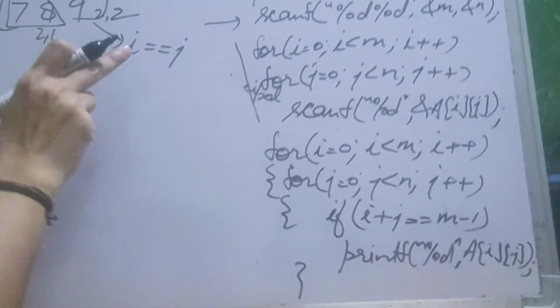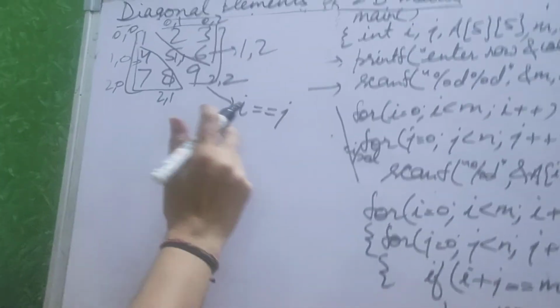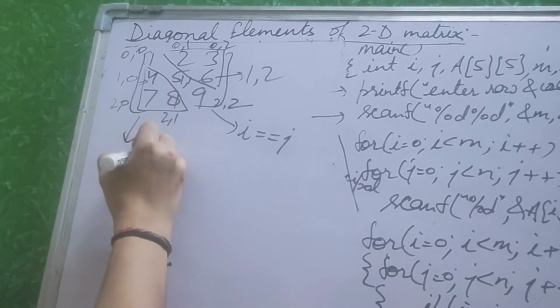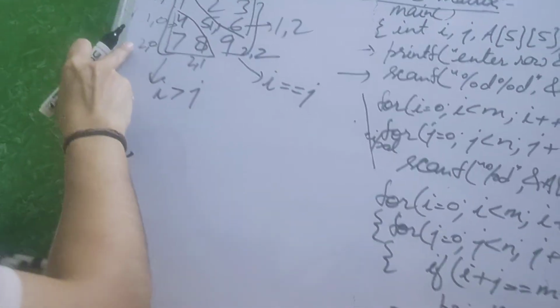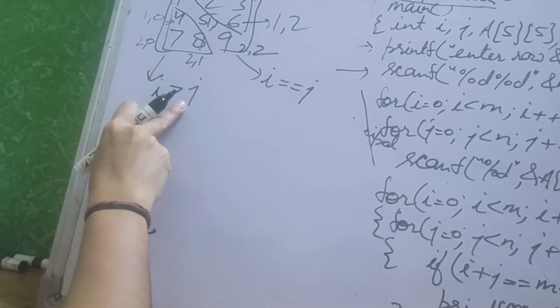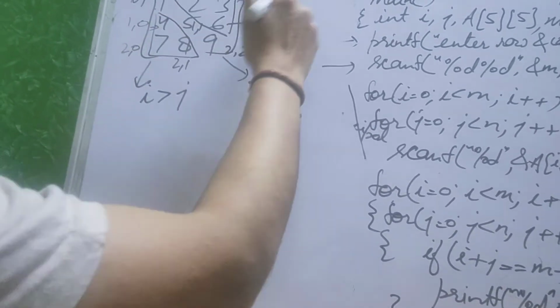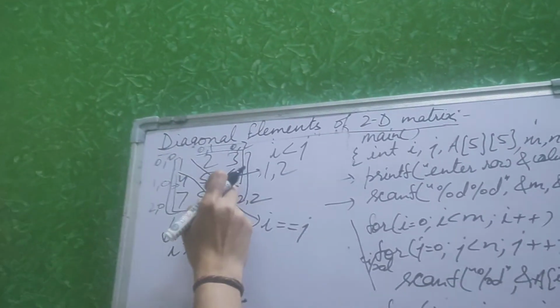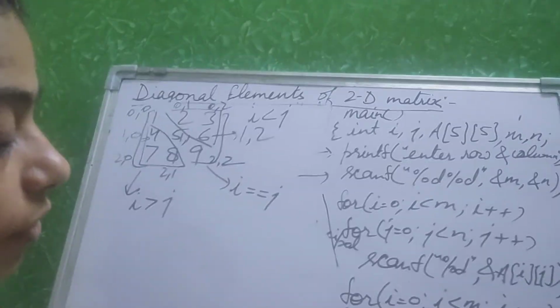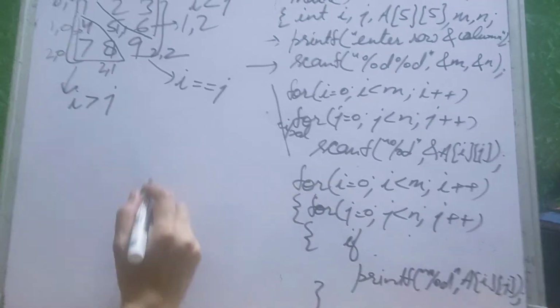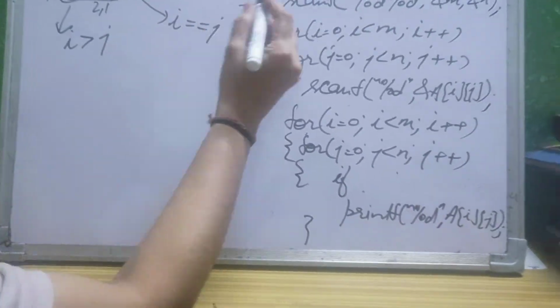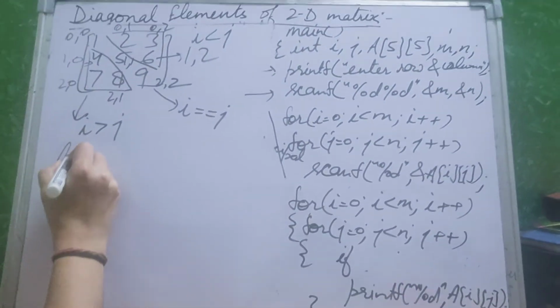Now what is the condition for this? Where i is greater than j, we can write this. It will print the lower left triangle, and for the upper right we can write i less than j. Then it will print the upper right triangle. What will we change here for the lower left triangle? Now lower left.